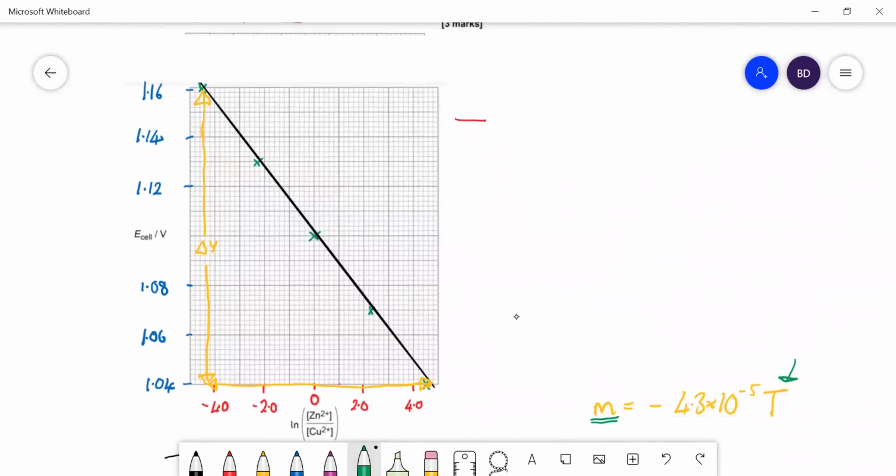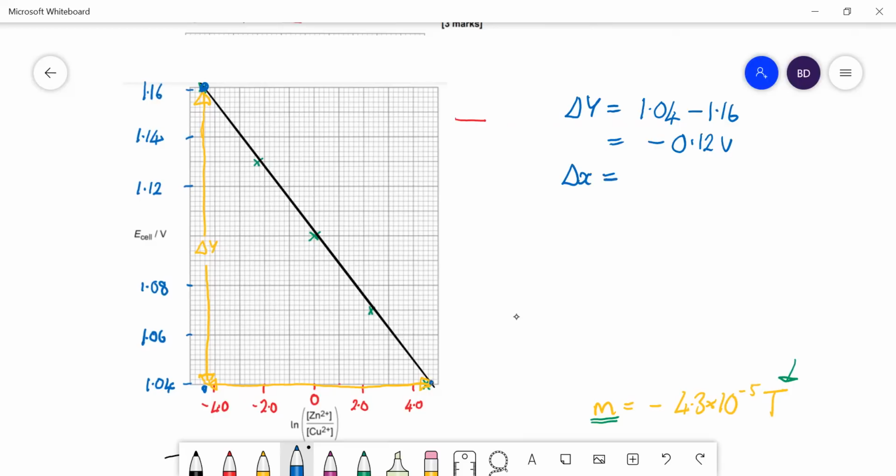Now, I've done here the change in the y-axis, delta y. Well, up there we've got 1.16, and down there we've got 1.04. So I'm going to do 1.04 minus 1.16, which gives us minus 0.12 volts. Now let's work out delta x, changing the x, beg your pardon.